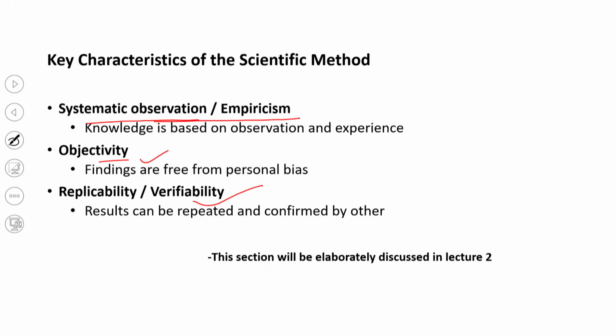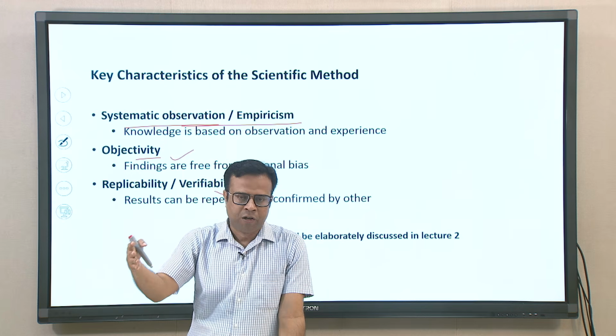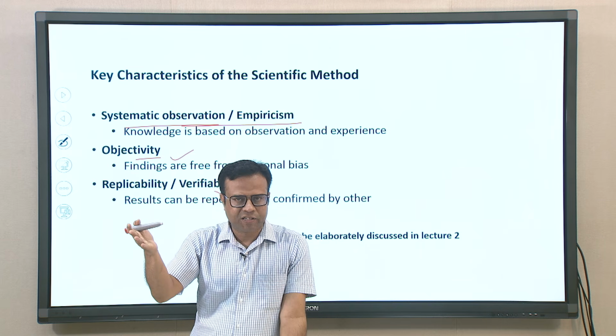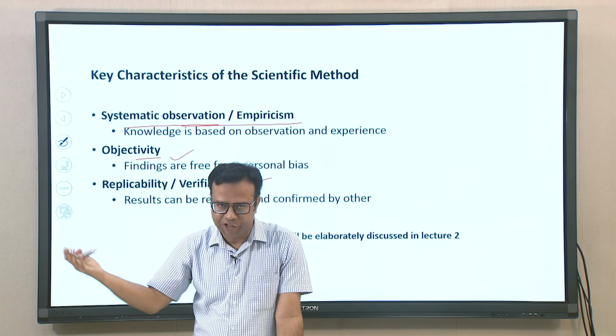So, if it is not replicable, verifiable, then there is a question mark in that. The scientific method requires that your findings and methodology have to be replicable, falsifiable, and verifiable, and so on. These are some of the hallmarks of the scientific method, and we will elaborate more on these characteristics in the next lecture, which focuses on research methods in psychology. There are more which we will discuss later.